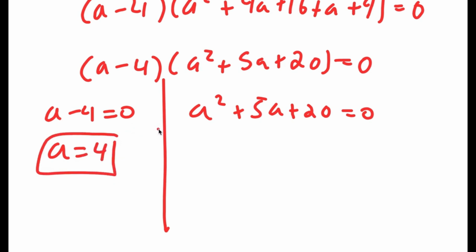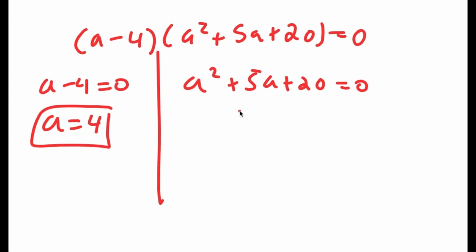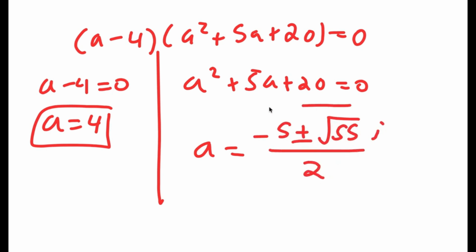And for a squared plus 5a plus 20 equals 0, I'm going to use the quadratic formula, but I'm actually not going to waste your time by actually doing it. So if you do end up doing it, you get that a is equal to negative 5 plus or minus the square root of 55i over 2.